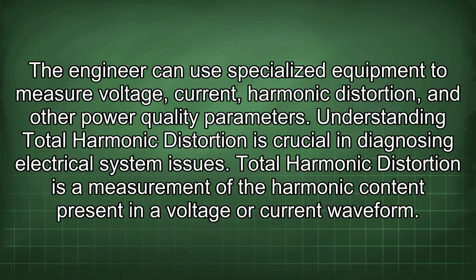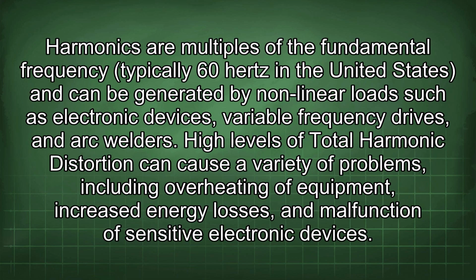Understanding total harmonic distortion is crucial in diagnosing electrical system issues. Total harmonic distortion is a measurement of the harmonic content present in a voltage or current waveform. Harmonics are multiples of the fundamental frequency, typically 60 Hz in the United States, and can be generated by nonlinear loads such as electronic devices, variable frequency drives, and arc welders.